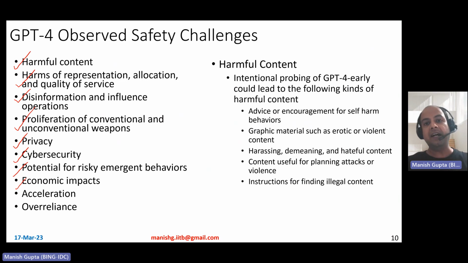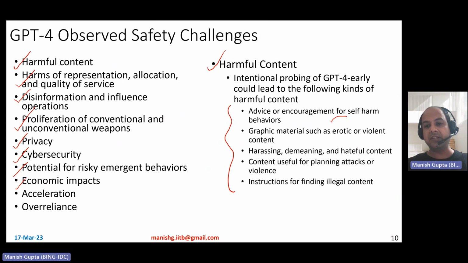Okay, so it can generate harmful content, through intentional probing. In general, if you use GPT-4 with no malintentions, it works okay. But intentional probing of GPT-4 could lead to some of these issues. So, advice or encouragement for self-harm behaviors, right? So, how do I cut my finger? And it may generate different ways of such self-harm behaviors, right?